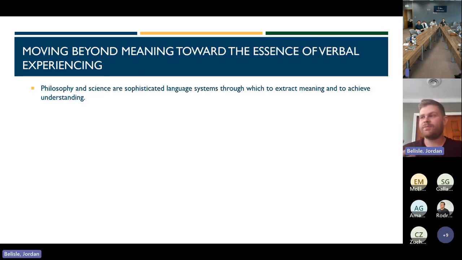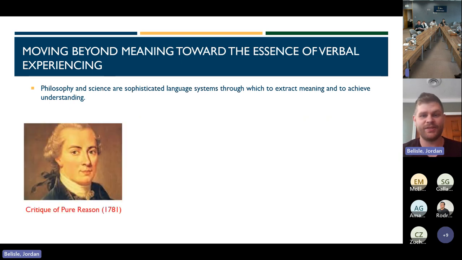When we start to talk about something like a relational field, we necessarily stumble into areas of discourse that have been operating for decades in philosophy and science, which are themselves sophisticated language systems from which to extract meaning and to achieve understanding. Kant's Critique of Pure Reason challenged Descartes' idealism, positing that knowledge is gained from the outside in, much like Skinner's account and relational frame theory.